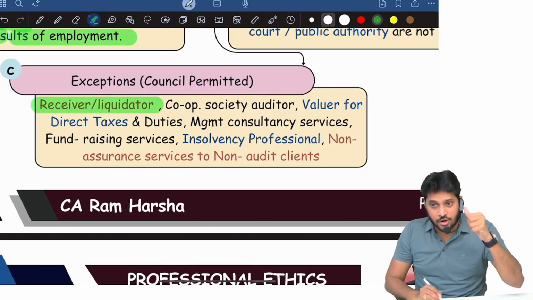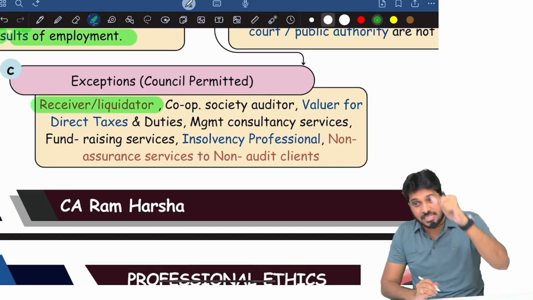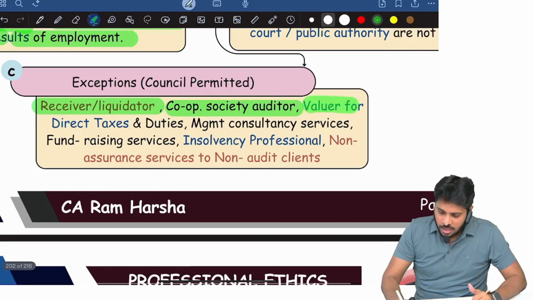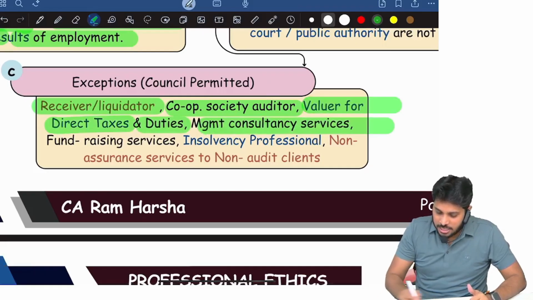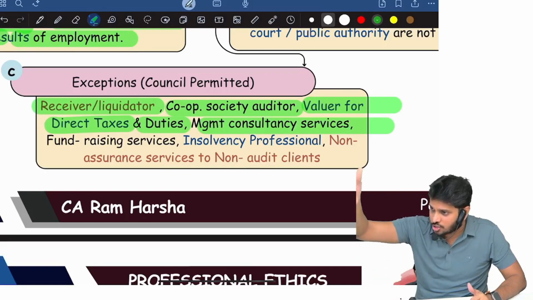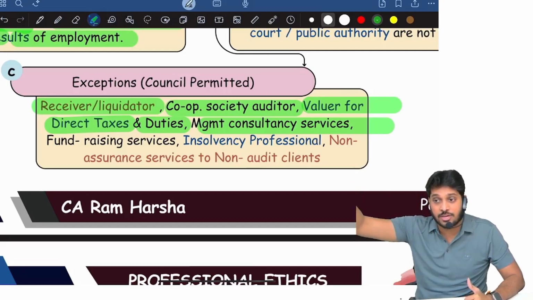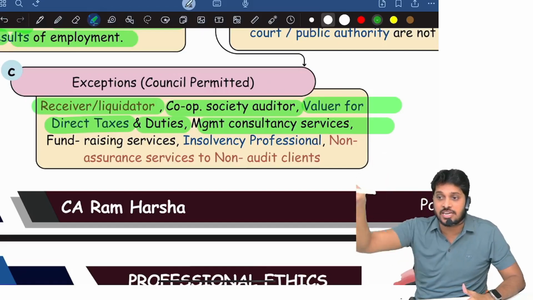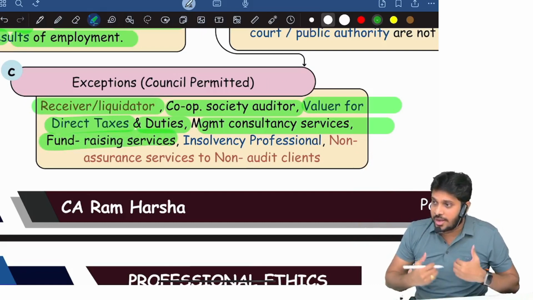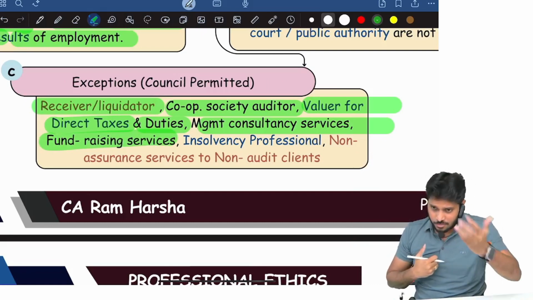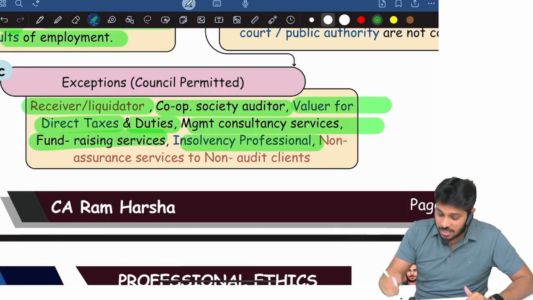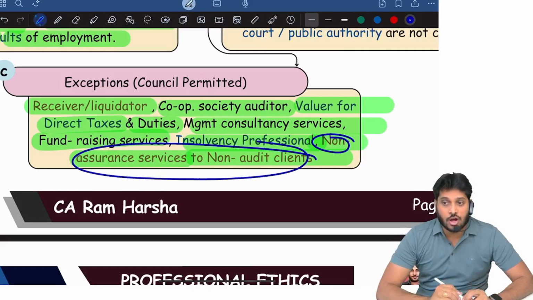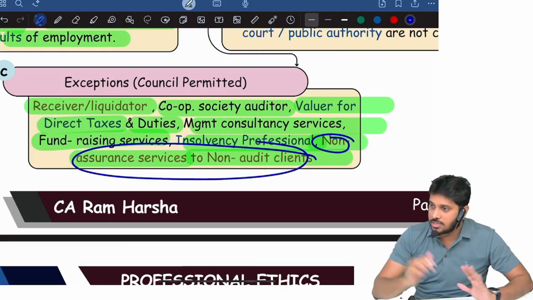Receiver or liquidator. If at all you are acting as a receiver or liquidator, you can accept fees as a percentage of assets distributed. Yes or no? Corporate society auditor can charge fees as a percentage of work. Valuer for direct access. Okay, management consultancy services like internal audit, operational audit, cost audit, sorry, not cost audit, internal operation, environmental audit, energy audit, all these various types of audits, you can charge fees as a percentage of value addition created by you. Next, fundraising services, you are acting as an underwriter, for example, there you can charge. Insolvency professional can charge. Non-assurance services to non-audit clients. If at all you are providing any non-assurance services to a non-audit client, in all these cases you can charge fees as a percentage of profit.